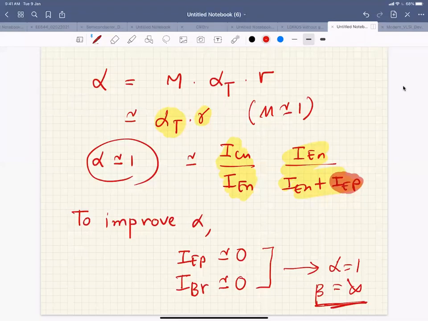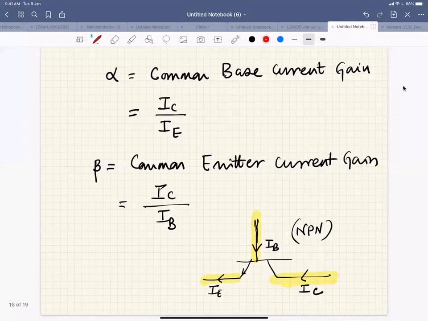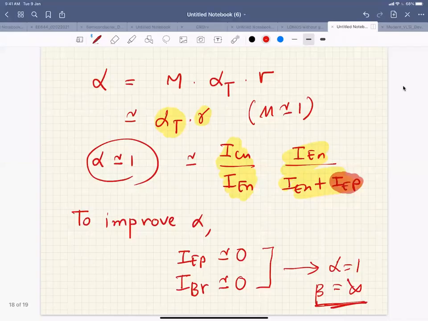That means you have a very high beta transistor. The significance of beta is IC by IB, right? So you are getting a very high collector current without needing a large IB, because you are not dissipating anything. It is like you are doing work very efficiently. Okay, so this is the theory part.